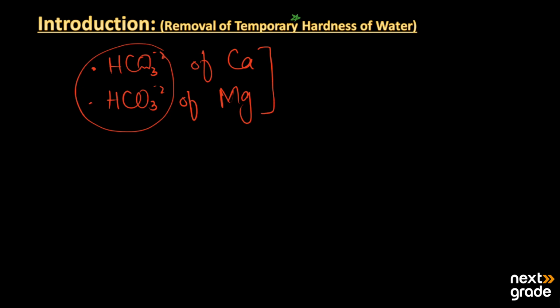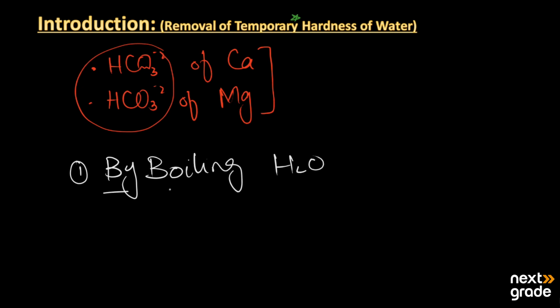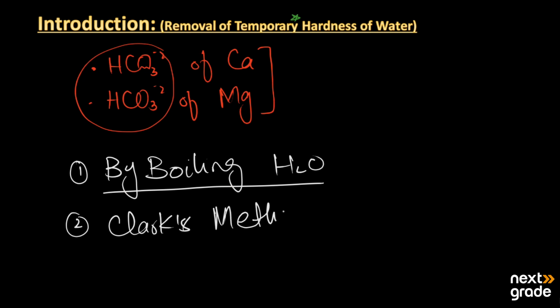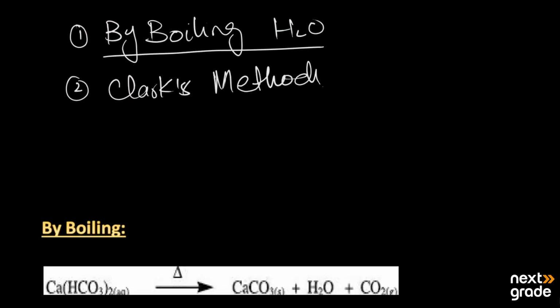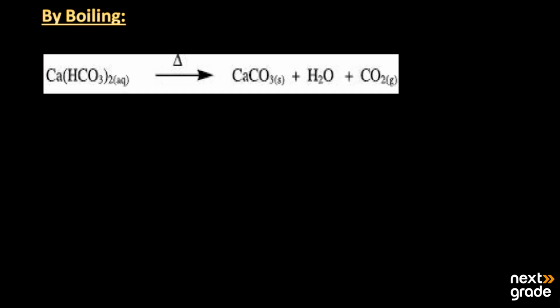Now here we have basically two methods for the removal of temporary hardness. The first method is simply known as boiling the water, and the second method is named Clark's method. Clark's method is also used to remove the temporary hardness of water. So let's discuss that in detail. The first method is by boiling.